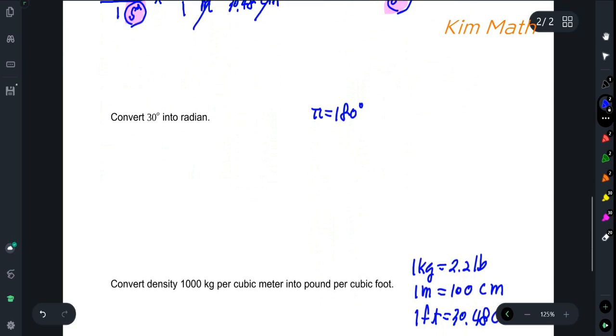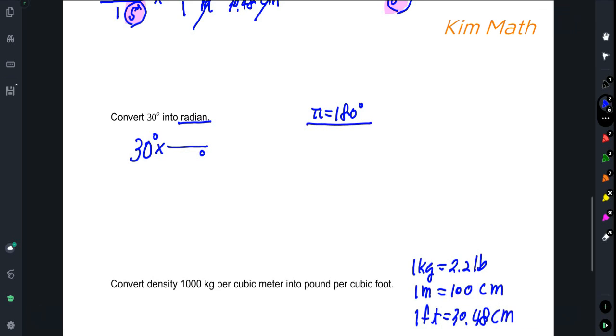Okay, next one. Convert 30 degrees into radians. In trigonometry, we have a lot of conversions like this. 30 degrees here times, I need a unit fraction, but I don't need the degree in our final answer because they ask us radians. So degree here. So from this relation, can you make a unit fraction? Yes. 180 degrees equals 1 pi. Okay. This is pi over 6 radians. Good.